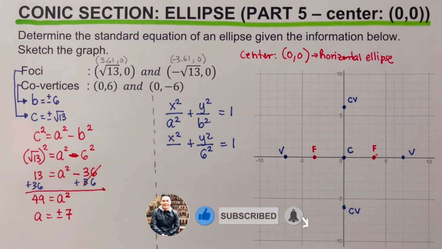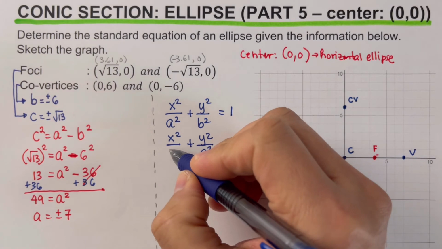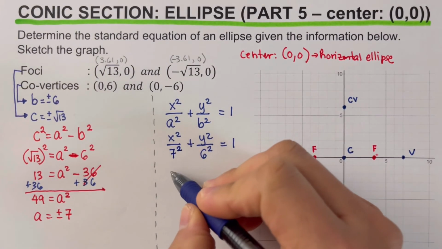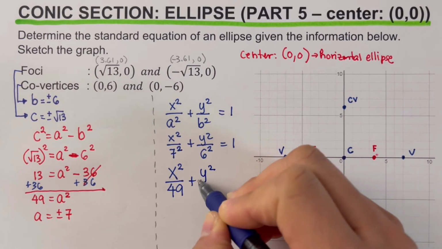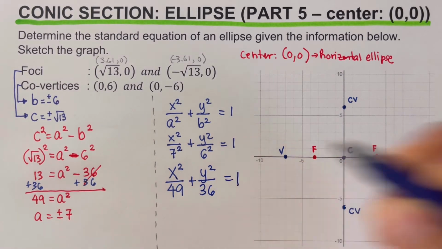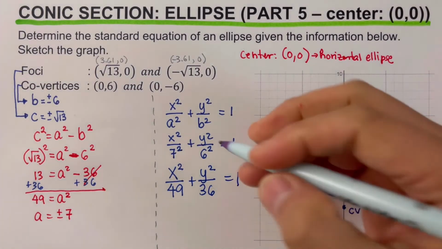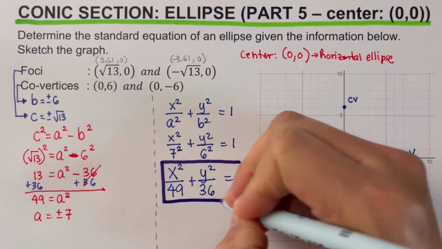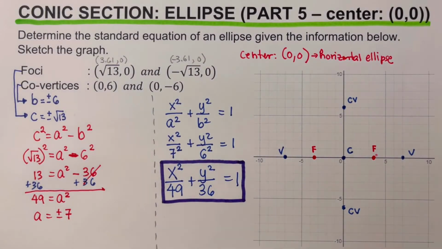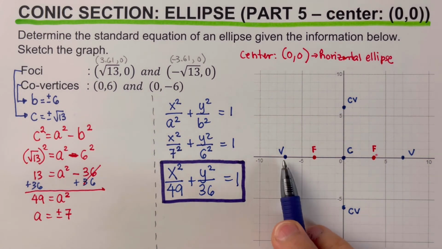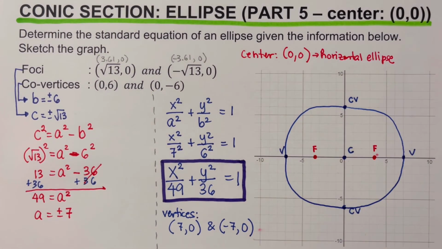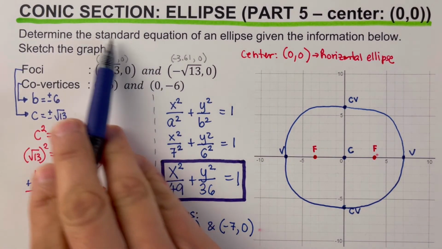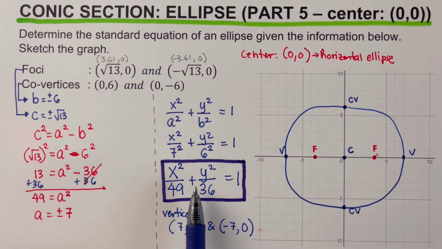Okay, so we can go ahead and plug this 7 value up here. So I will put 7 squared. So we can simplify this as x squared over 49 plus y squared over 36 is equal to 1. And this is the equation for this ellipse that we have in this problem that we have up there. So we can go ahead and write the coordinates of the two vertices down here. So this is the equation for this problem, and this is the graph of this ellipse that we have down here. Now let's move on to the next example.